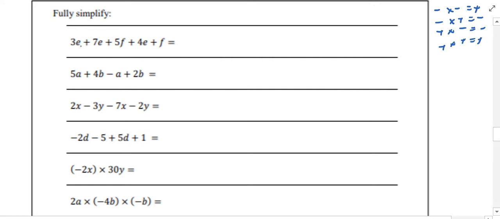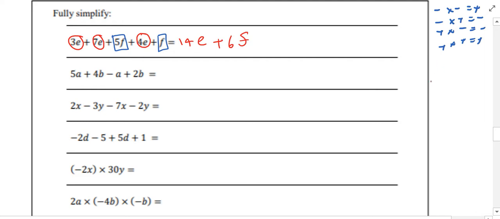So if we are beginners here, let's circle the like terms. Okay, this is like, this is like, this is like. I'm going to put a square box around this and this. Now we have 3e plus 7e plus 4e. So this gives us 10e plus 4e is 14e. Let's add the f's. 5f plus 1f is 6f.